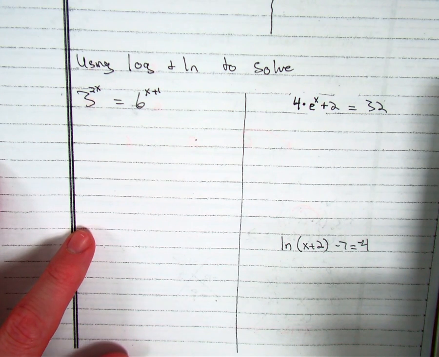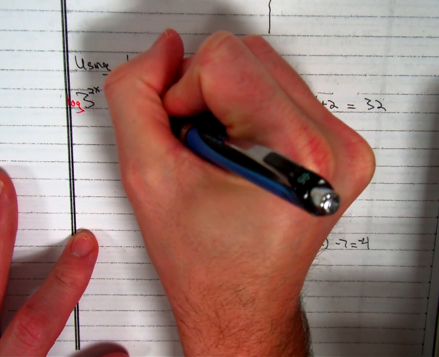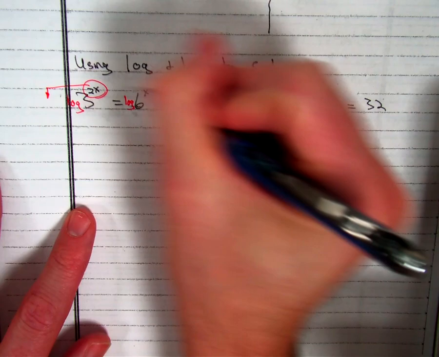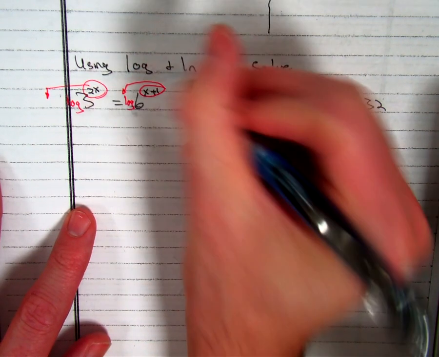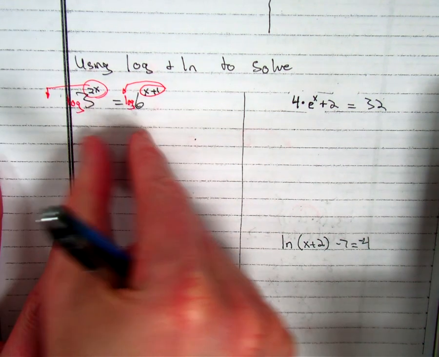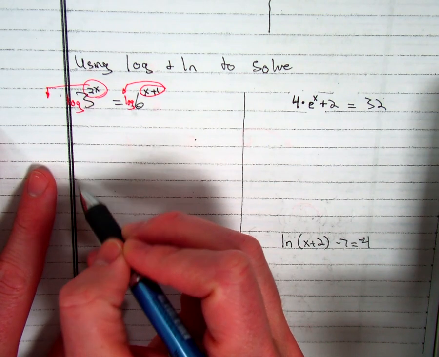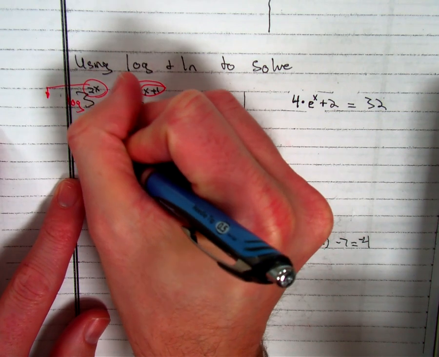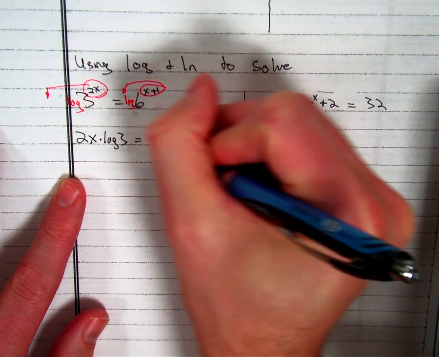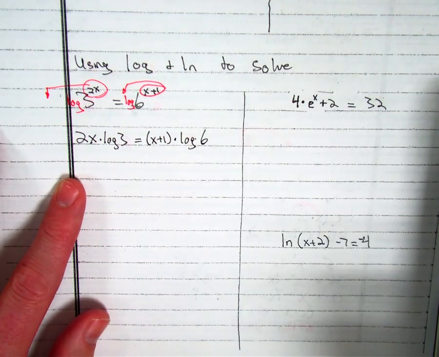Well, we have a new power property of logs. So I'm going to do the log to both sides of my equation, and that will let me bring my exponents down in front. Okay, and I'm going to squish this over to the right a little bit so I'm not on this dark line here. 2x times log 3 equals parentheses x plus 1 times log 6.